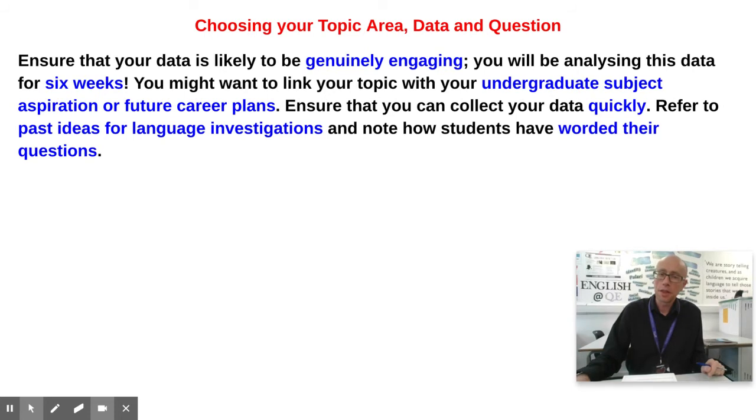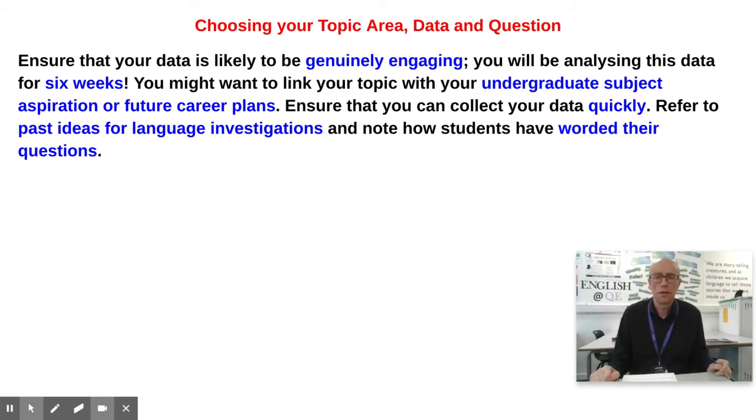So we have to think about you choosing your topic area, your data, and your question. You need to make sure that your data is really interesting, that it's going to engage you, not just a sort of passing fancy that takes your interest for a couple of days and then you're going to get bored with. It needs to be something that is genuinely engaging.